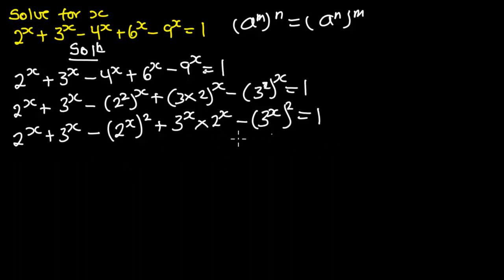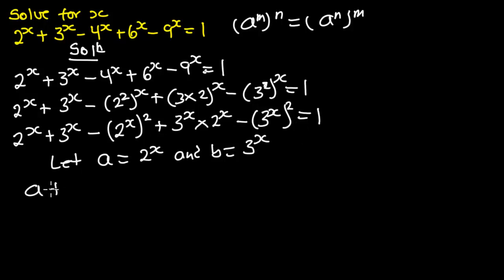Now from the left hand side I have 2 different terms appearing the most. So I'm going to let a be equal to 2^x, and then b be equal to 3^x. And so the equation now is going to be a + b - a^2 + ab - b^2 = 1.